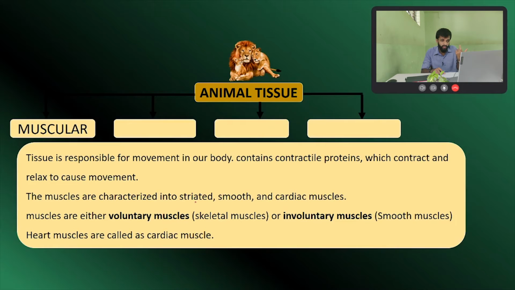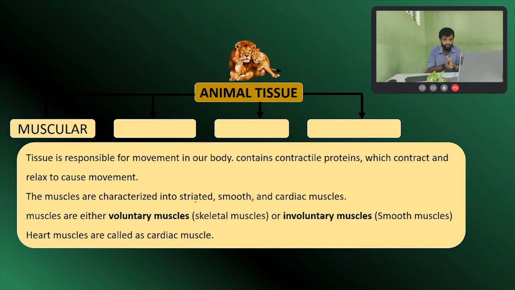Sometimes these voluntary muscles are called skeletal muscles, and involuntary muscles are called smooth muscles. So you can be asked to write the difference between skeletal muscle and smooth muscle, and then you might wonder what that is. But it is all nothing but voluntary and involuntary.